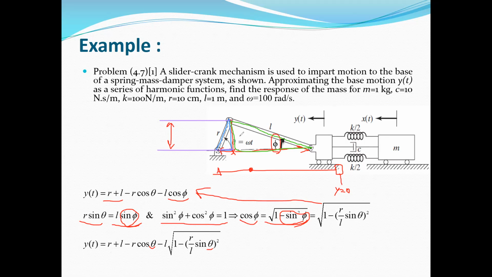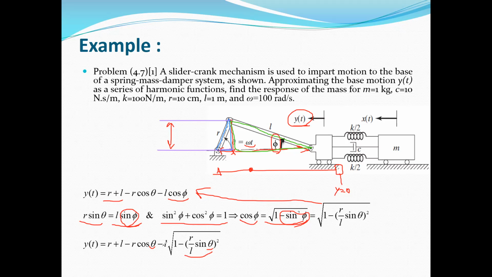Because this is a single degree of freedom system and there is a relation between phi and theta, we can find this relation using the trigonometry identities. So y(t) will be only a function of theta, where theta is equal to omega t. By substituting theta equal to omega t, you can see that y is finally a function of time. So this is y(t) equal to r plus L minus r cosine theta minus L times the square root of 1 minus sine phi squared, where instead of sine phi, we substitute a function of sine theta.